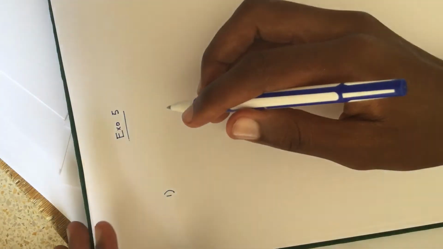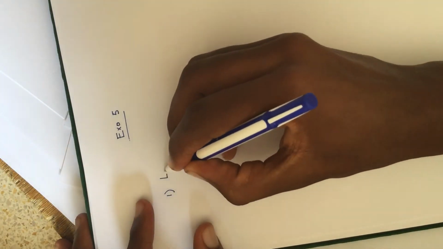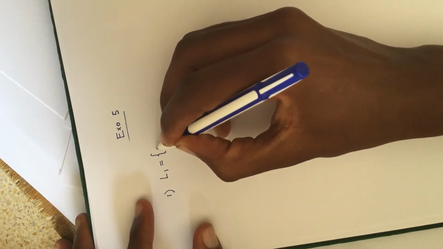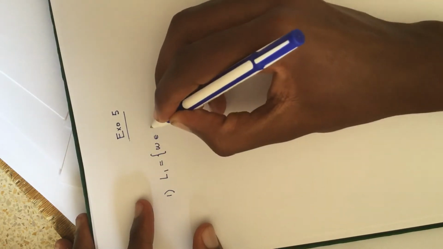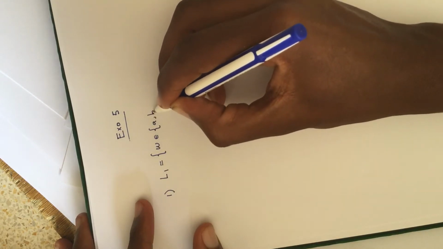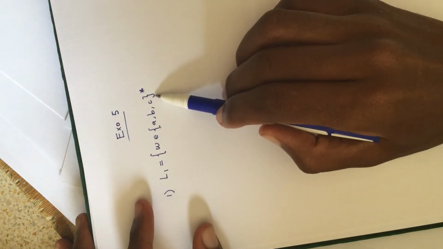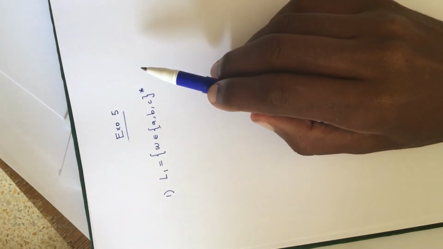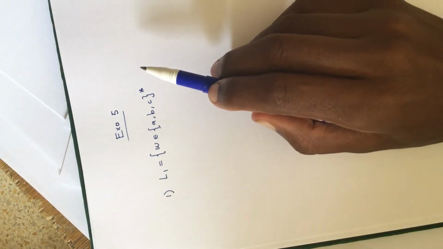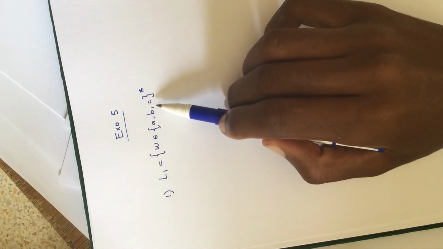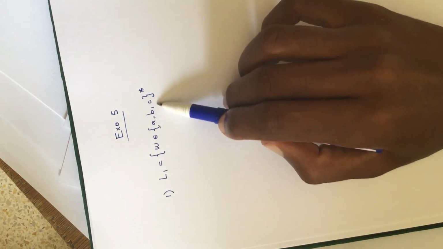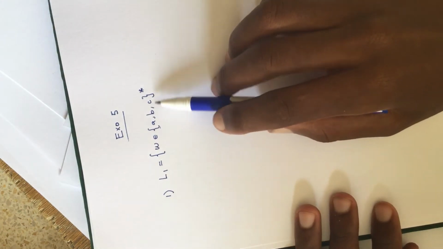We have 5 languages, and the first one, they're saying L1 is the language that contains strings which are part of this {a,b,c}*. Now this is the alphabet {a,b,c}, but the star means any possible string that we can ever form over this alphabet, any possible strings of any length. So when you see {a,b,c}*, it simply means strings of length 0 union strings of length 1, 2, 3 union and so on forever, that can be formed using these 3 symbols, A, B, and C.